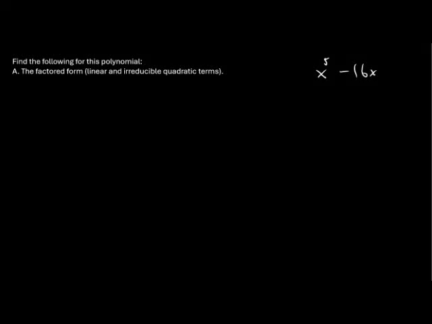Here we'll do another graphing problem for this polynomial x to the fifth minus 16x. Before we begin graphing, we'll find the factored form for this. To begin factoring, we'll first look at what each term has in common. We might notice that both terms contain an x, so our first move will be to factor out x.